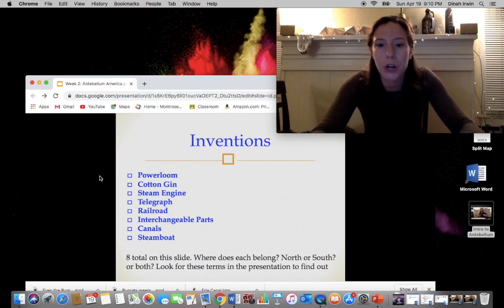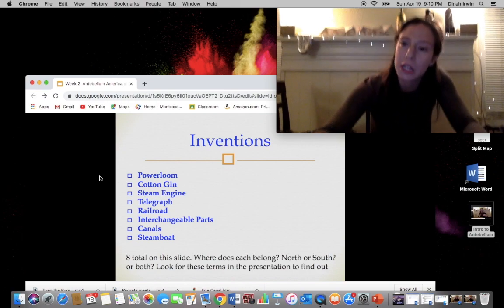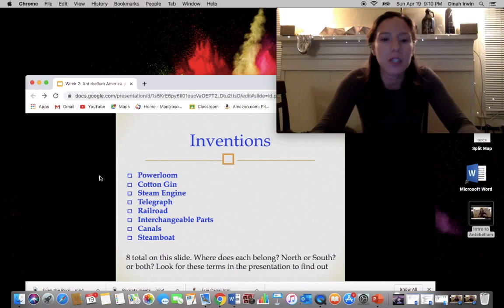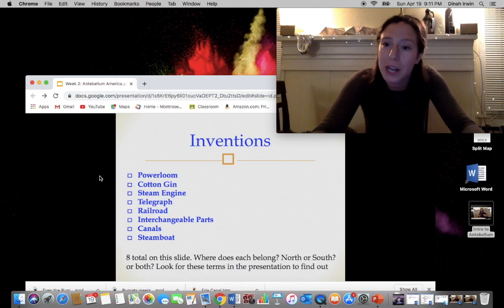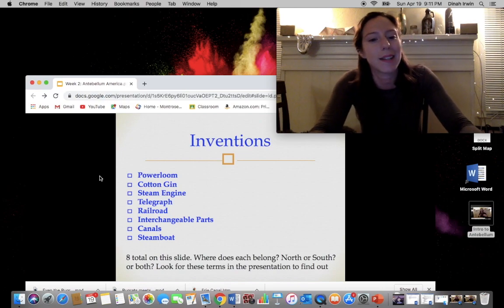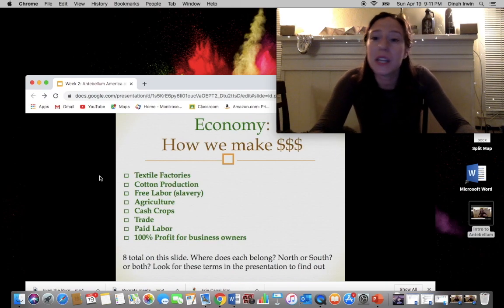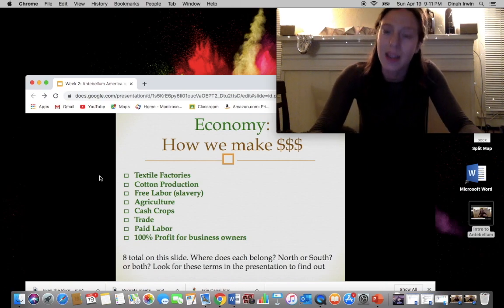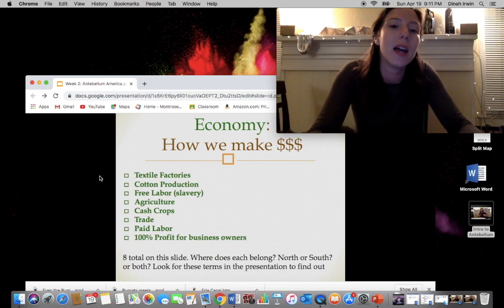So here are our terms. We have inventions, which I put in blue because we know I like colors, okay? Our inventions: we have the power loom, the cotton gin, the steam engine, the telegraph, the railroad, interchangeable parts, canals, and steamboats, okay? So where do you think they belong? We have the economy, so how we make money. We have textile factories, cotton production, free labor, aka slavery, meaning working but not getting paid, and you're not volunteering, okay?